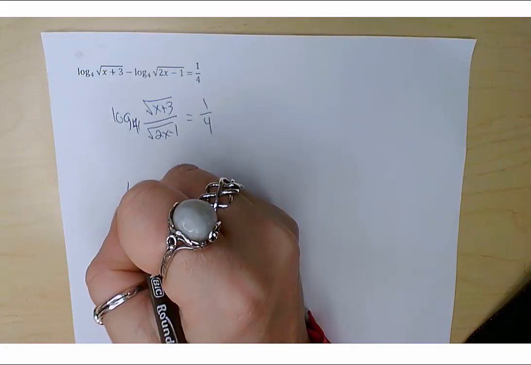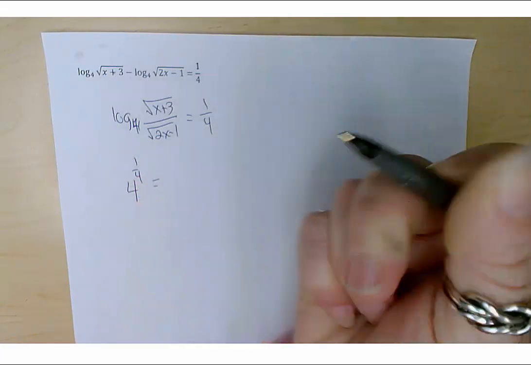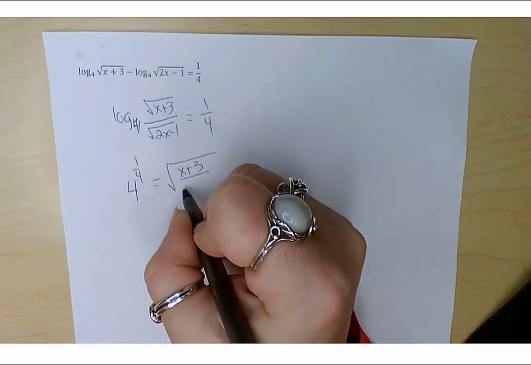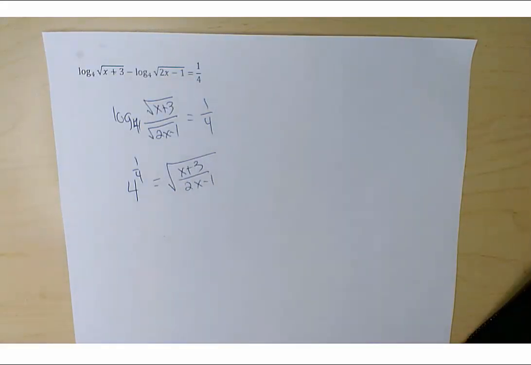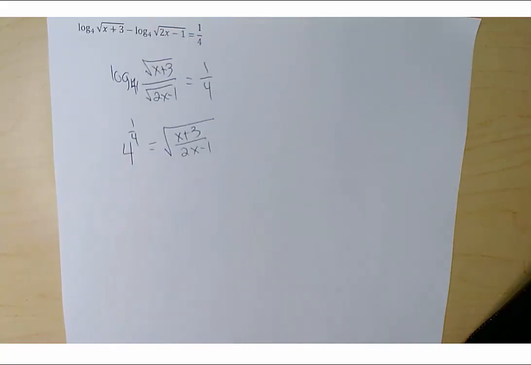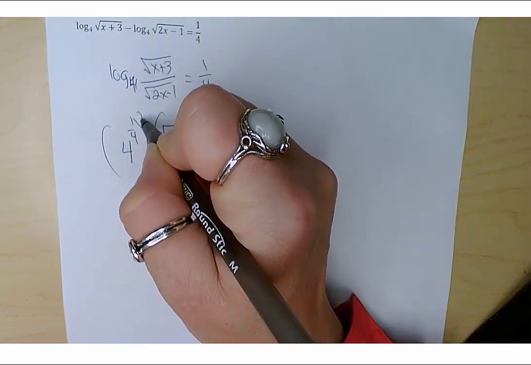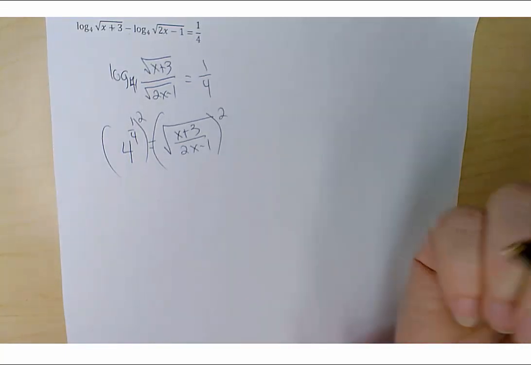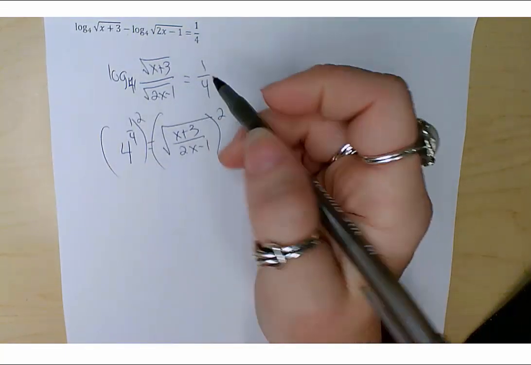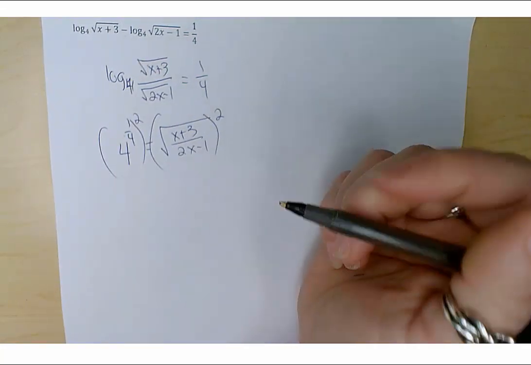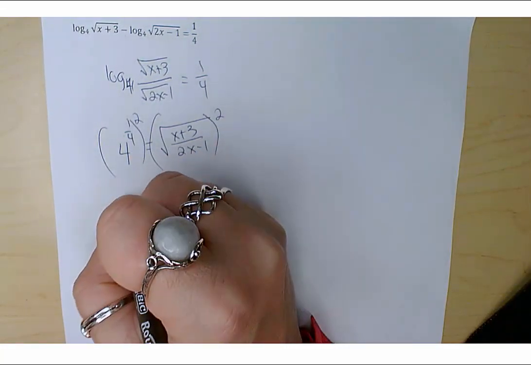When we convert this to exponential, this is 4 to the 1/4 power is equal to the square root of x plus 3 over 2x minus 1. Now, this is the equation that we need to solve. So, solving this equation, the first thing I'm going to do is get rid of the square root, and let's square each side. The left-hand side, you can throw that into the calculator, or if you just do 1/4 of 2, that is actually a half.